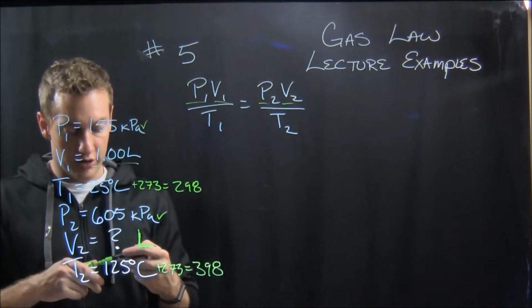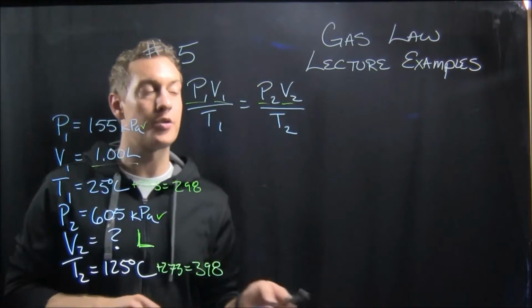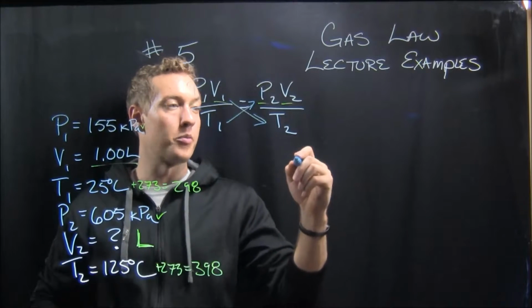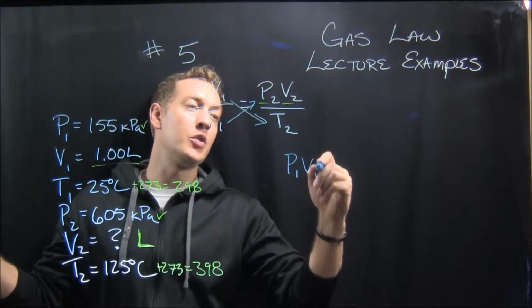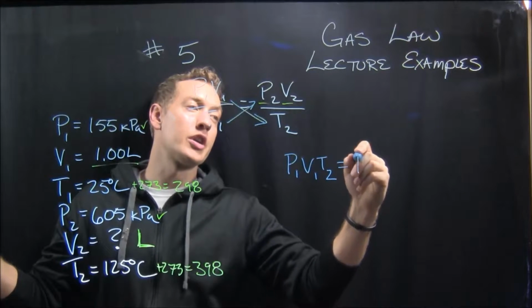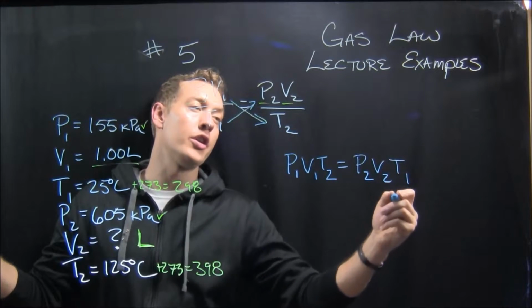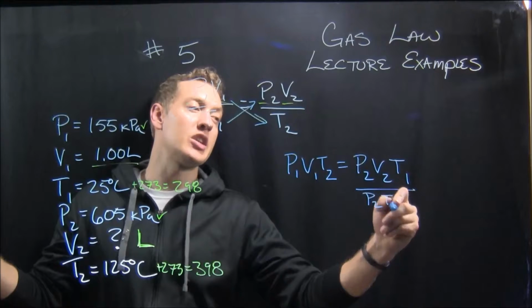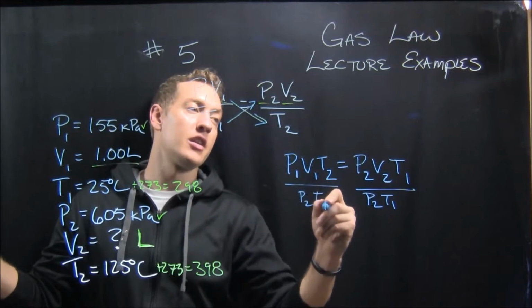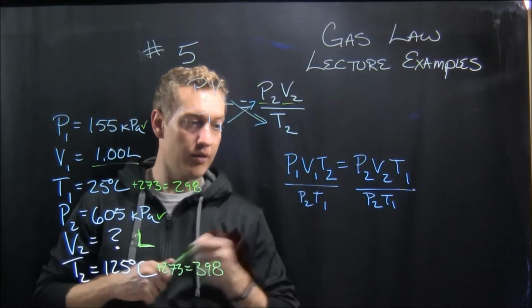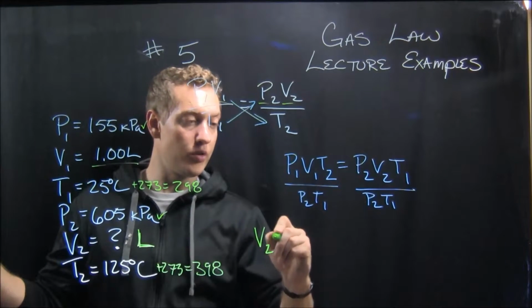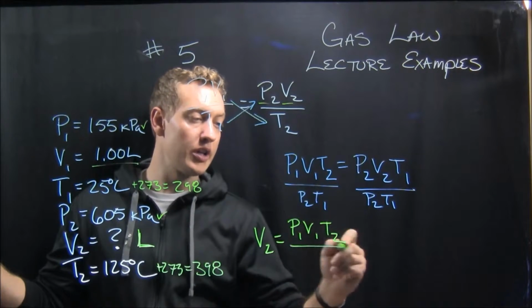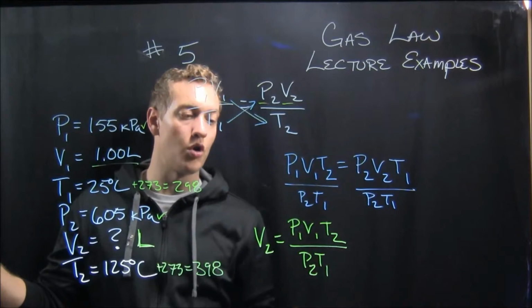Now, I would like to see this equation rearranged before you plug numbers in, so you can cross multiply and rearrange that formula into P1 V1 T2 equals P2 V2 T1, and then we want to isolate V2, so we're going to divide P2 and T1 over to this other side, and so we end up with V2 equals P1 V1 T2 divided by P2 T1.